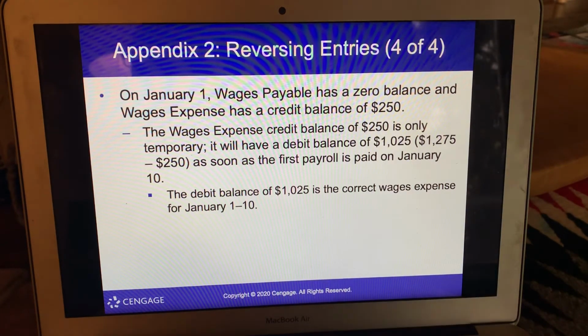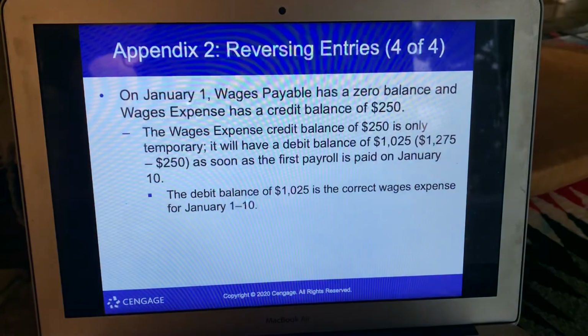Reverse entry: again, the wage expense credit balance activity is only temporary. It will have a debit balance of $1,025, which is 1,275 minus 250. As soon as the first payroll is paid on January 10th, the debit balance of 1,025 is the correct wage expense for January 1 through 10. So that's the end of this chapter.